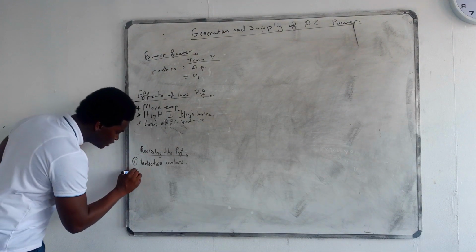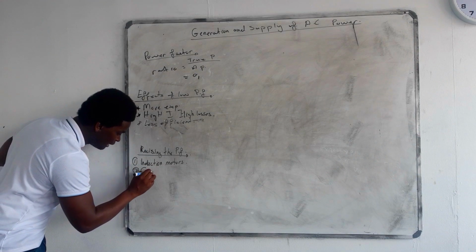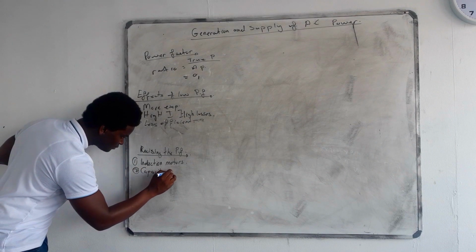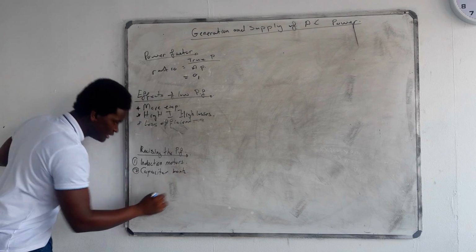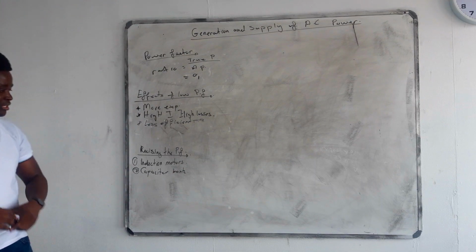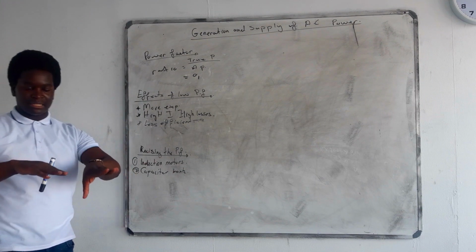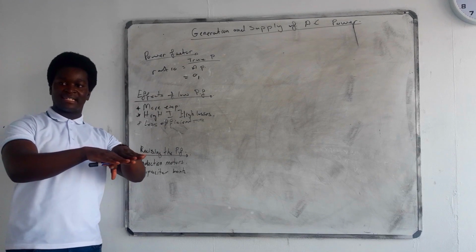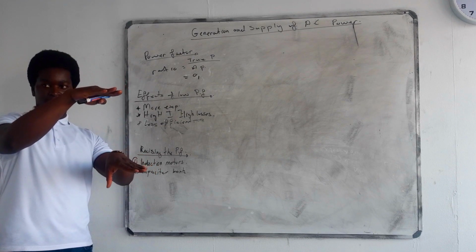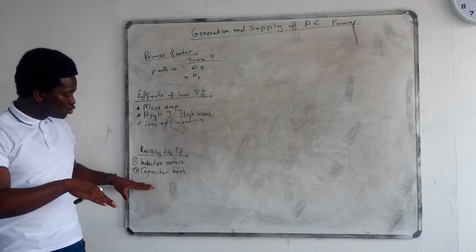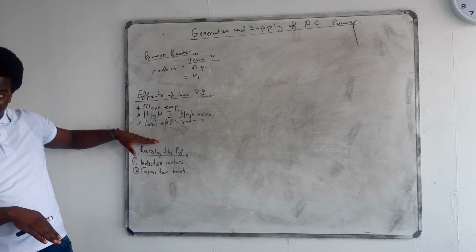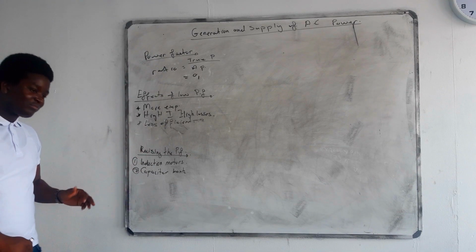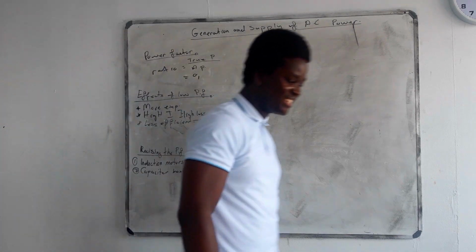Then the second one, which is going to be our last one, using a capacitor bank, or capacitor circuits. With capacitors, it makes the current lead the voltage. Are we together? So in that case, that also helps raise the power factor. Right? Let's move over to some calculations now.